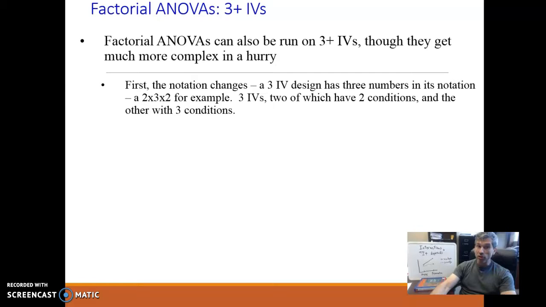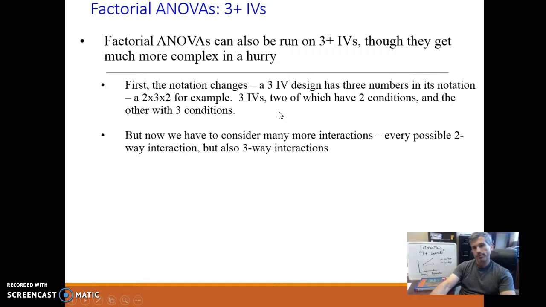First, our notation changes. Remember the little equation that we make to designate our design? A three-factor or 3 IV design would have three numbers in its notation. So a three-factor design might be described as a 2 by 3 by 2. What that's telling you is that we have three factors or IVs. Two of them have two conditions, the other has three. And again, notice it doesn't matter what order those numbers come in. You could call it a 3 by 2 by 2, a 2 by 2 by 3. All that matters is that it's telling you have three different factors. Two of them have two different conditions, and the third has three. And again, you multiply and you find 12 cells.